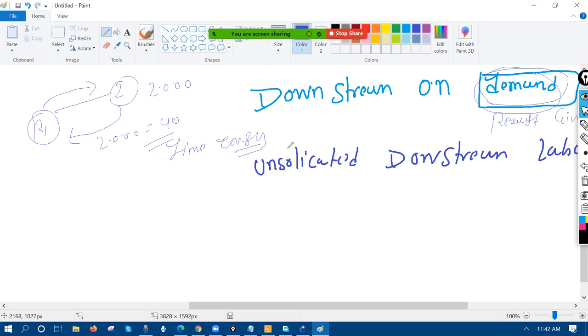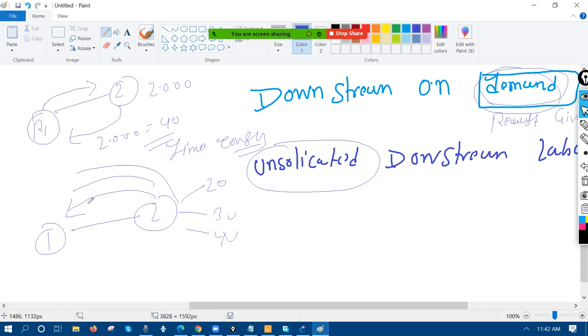But what is the meaning of unsolicited? Not on demand. By default, R1 has R2, and R2 has three prefixes 2.0, 3.0, and 4.0. R2 will advertise the labels to R1: label 1 for this one, label 2 for this one, and label 3 for this one. R1 will maintain all these labels in its database table: 2.0 network, label 1; 3.0 network, label 2; and 4.0 network, label 3.